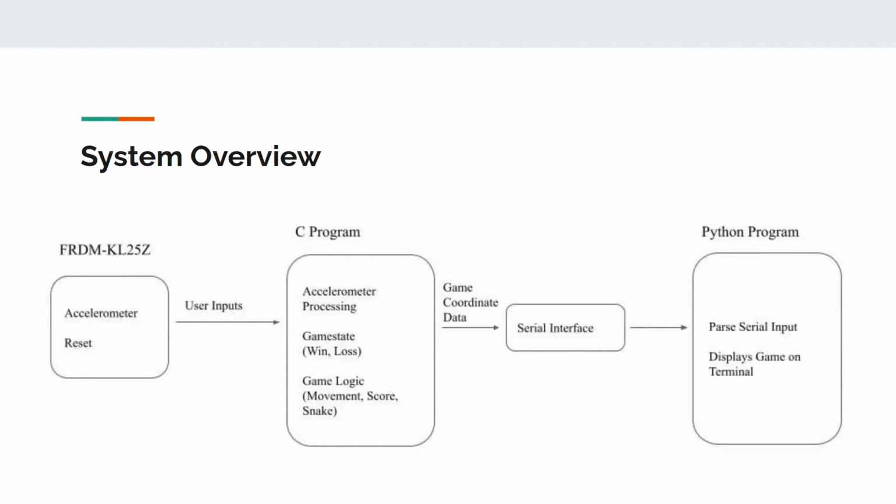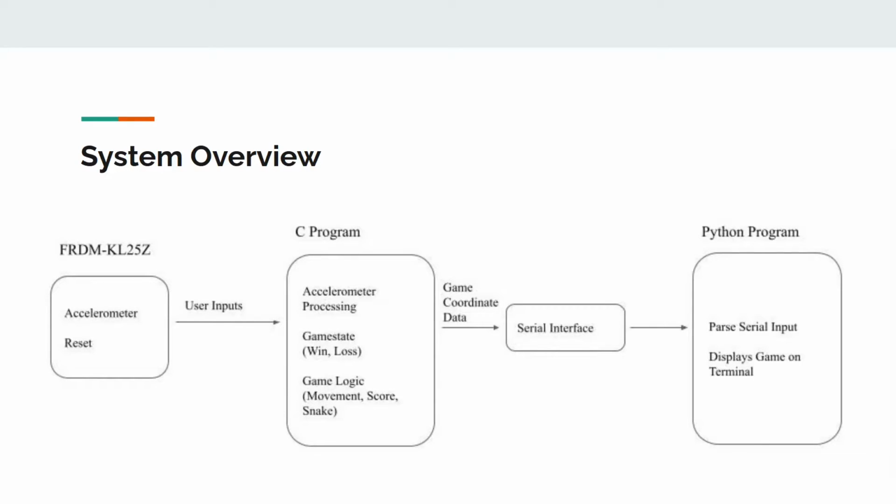The snake itself is represented as a linked list in C, and each of the snake sections are sent over serial connection as XY coordinates to the Python program. The current fruit location is also sent over so that we can display the game with correct coordinates for both the snake and the fruit.